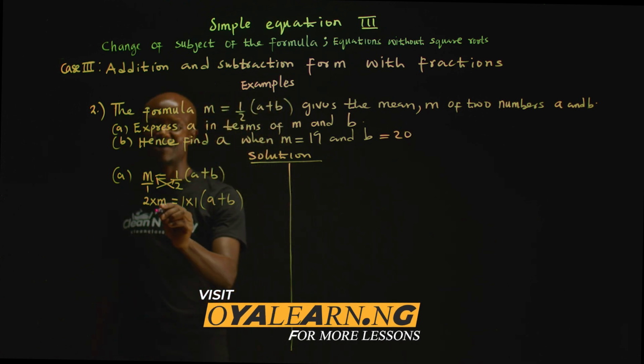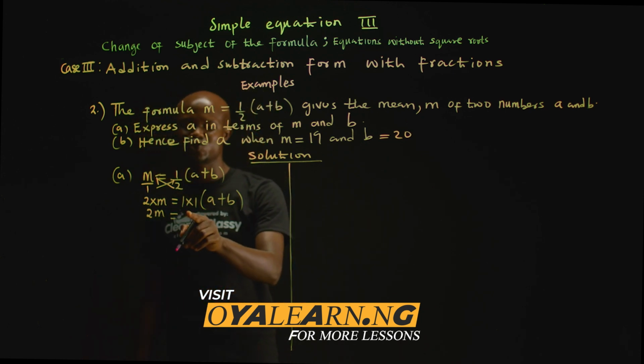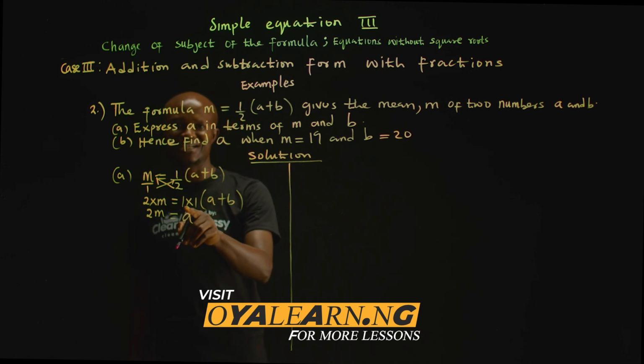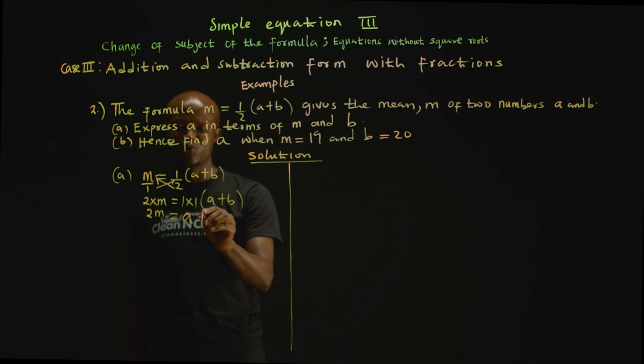So from here we have 2m equals what? 1 times 1 is 1. So this 1 times 1, that is 1, times a, we have a. 1 times 1, 1 times b. Then we have plus b.